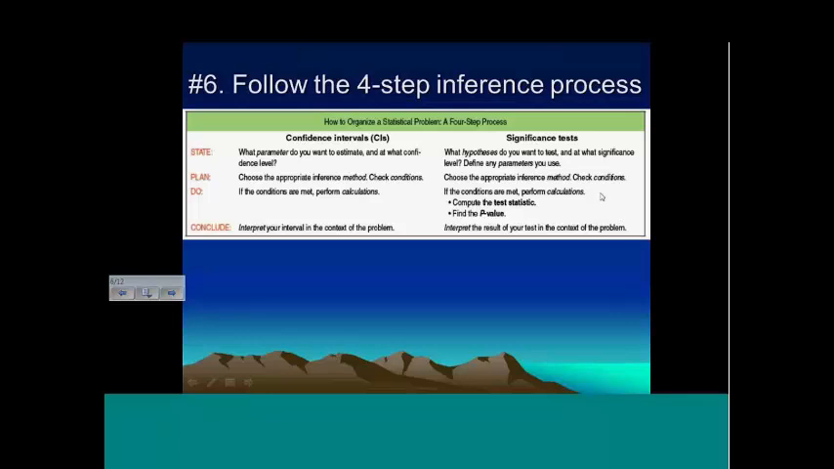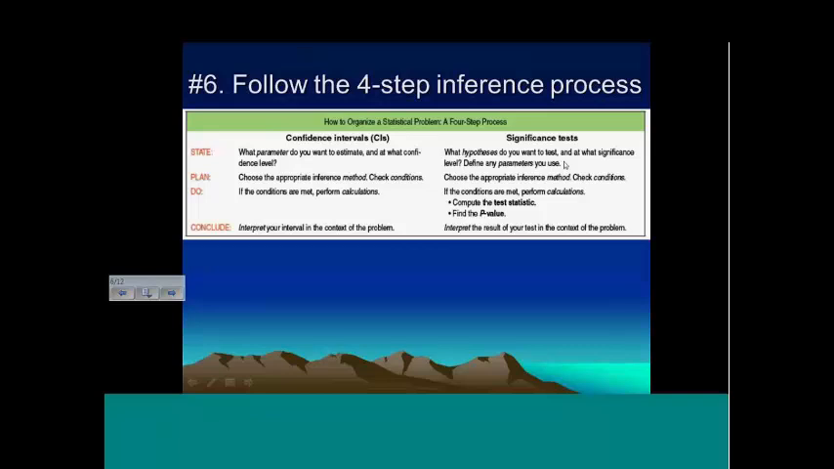In any significance test rubric, there are going to be 4 elements that the grader is going to be looking for. We've chosen to call them state, plan, do, and conclude. In the state part, the grader is going to want to see the hypotheses carefully stated.